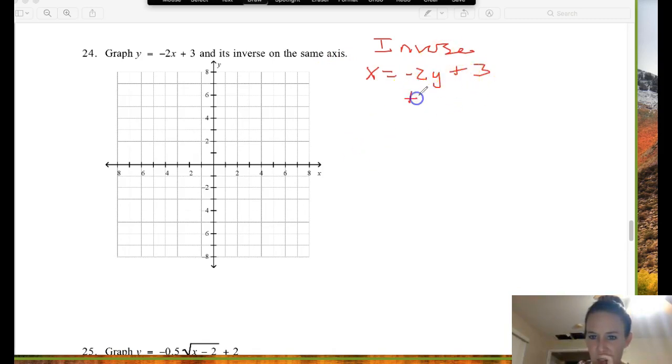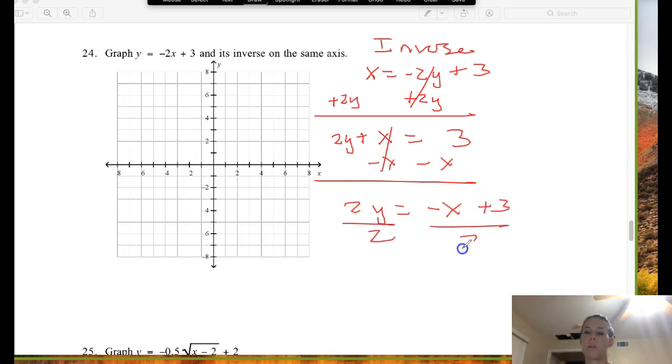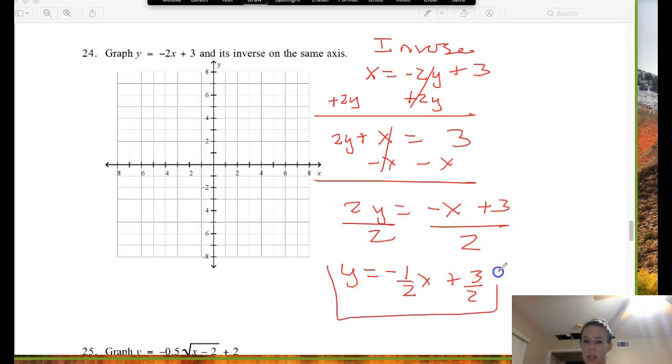So let's first move the y to this side of the equation. So we're going to have 2y plus x equals 3. Now move the x to this side. So you're going to get 2y equals negative x plus 3. Then divide by 2 on both sides. You're going to get y equals negative x divided by 2 and 3 divided by 2. So let's make this negative 1/2 x plus 3/2, which is 1.5. So there is my inverse line.